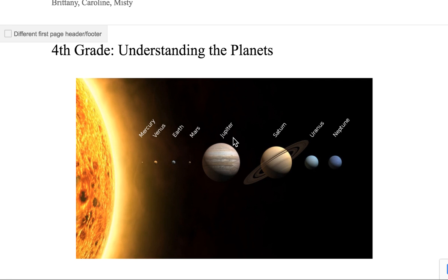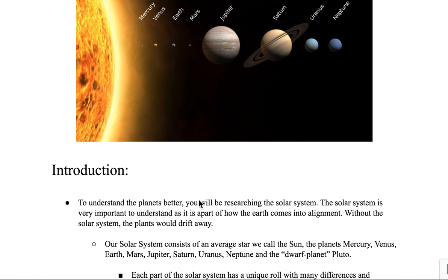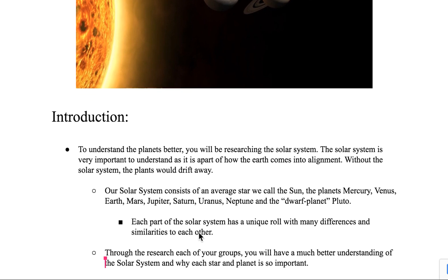Good morning, class. Today we're going to learn about how to understand the planets better. So, to understand the planets better, we will be reading and researching through the solar system. The solar system is very important to understand, as it is a part of how the Earth comes into alignment. Without the solar system, the planets would drift away.